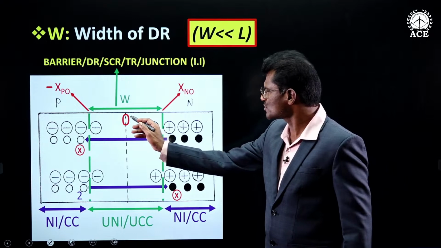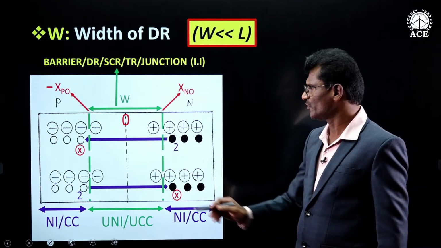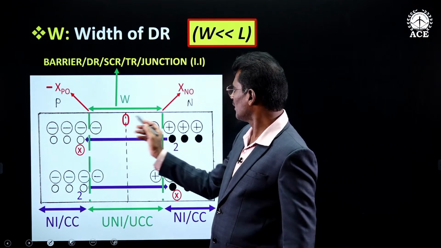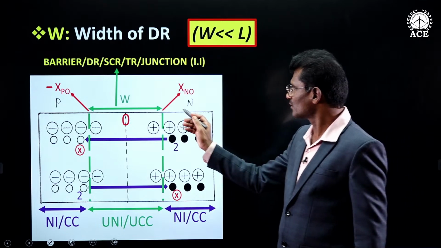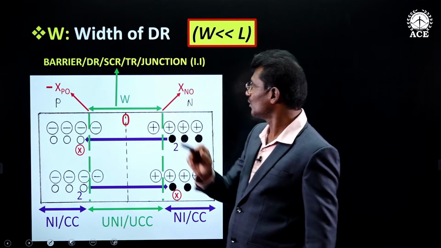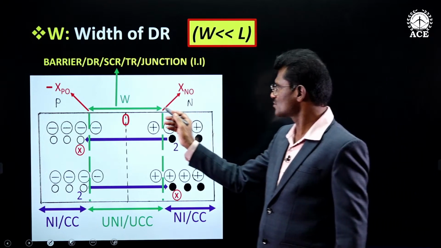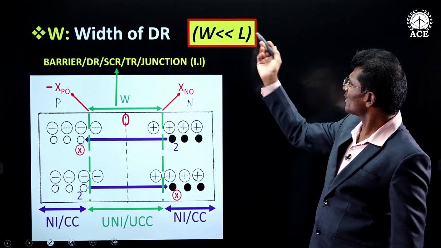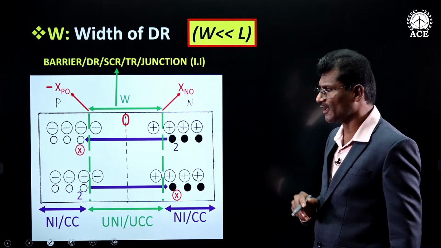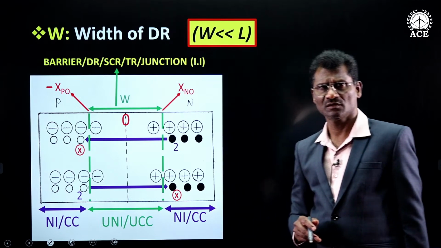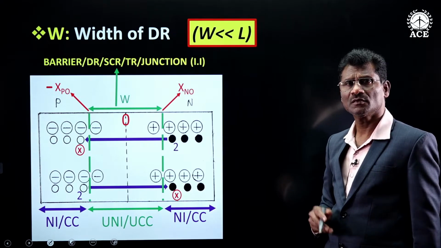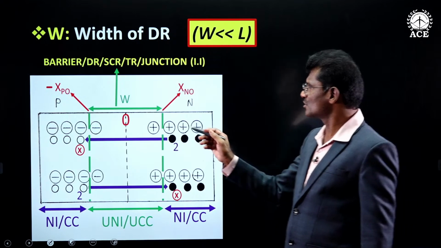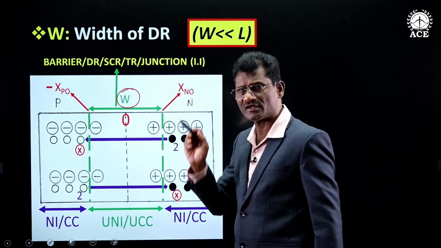Now, if you assume the central dotted line as origin, then to the left side and to the right side we have some distance. That complete distance is called W, that is width of depletion region. This W is called width of depletion region. It is written as W is very much less than L. What is this L? Length of diode. So when compared to length of diode, this W is very small.